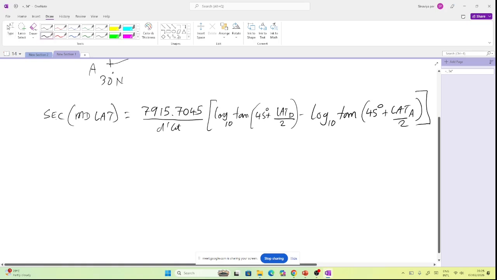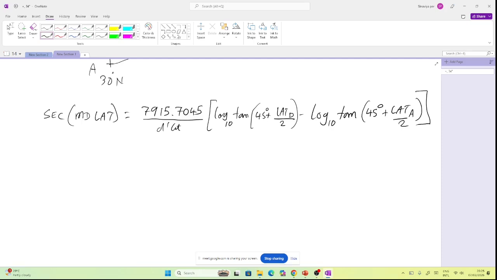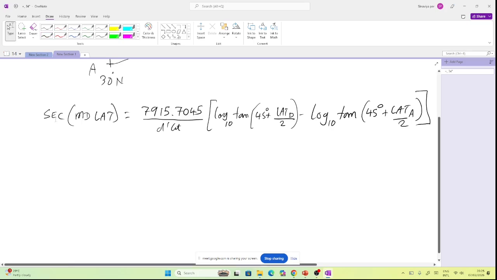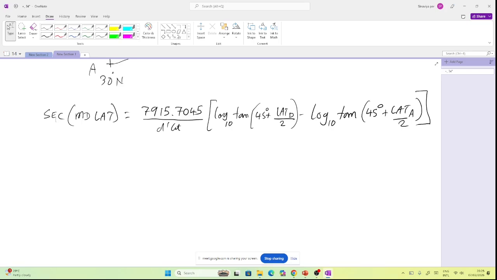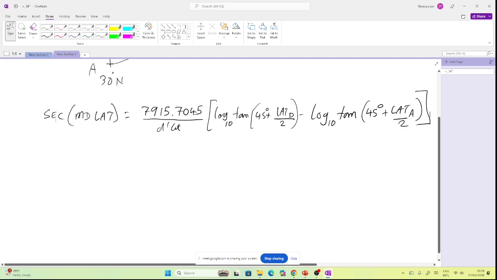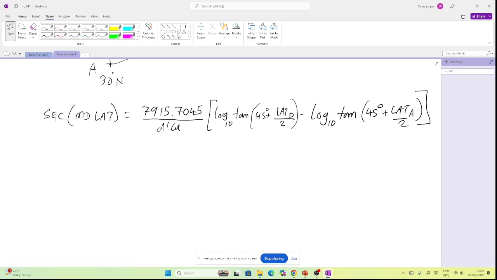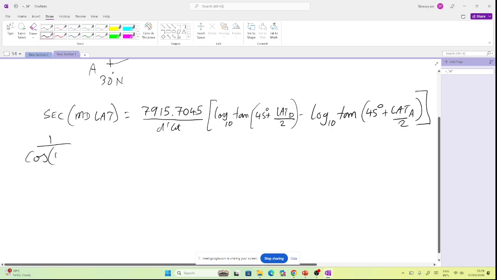So what is sec? Sec means what? I'm sure you have done mathematics. If you are doing your class 3, there is a mathematics and applied science subject as well. So what is sec in trigonometry? Yeah, 1 divided by cos. So I can write it like 1 divided by cos md lat, right?